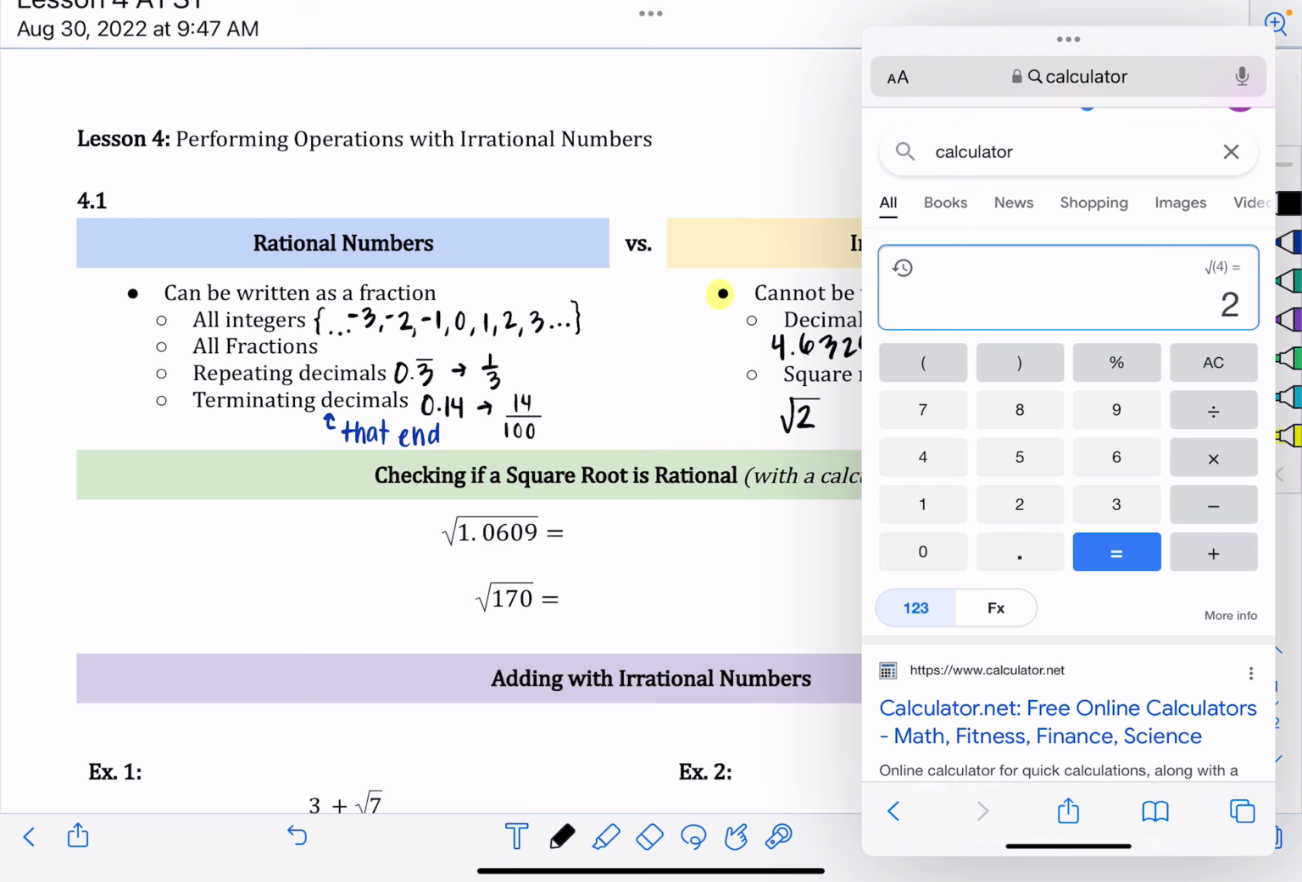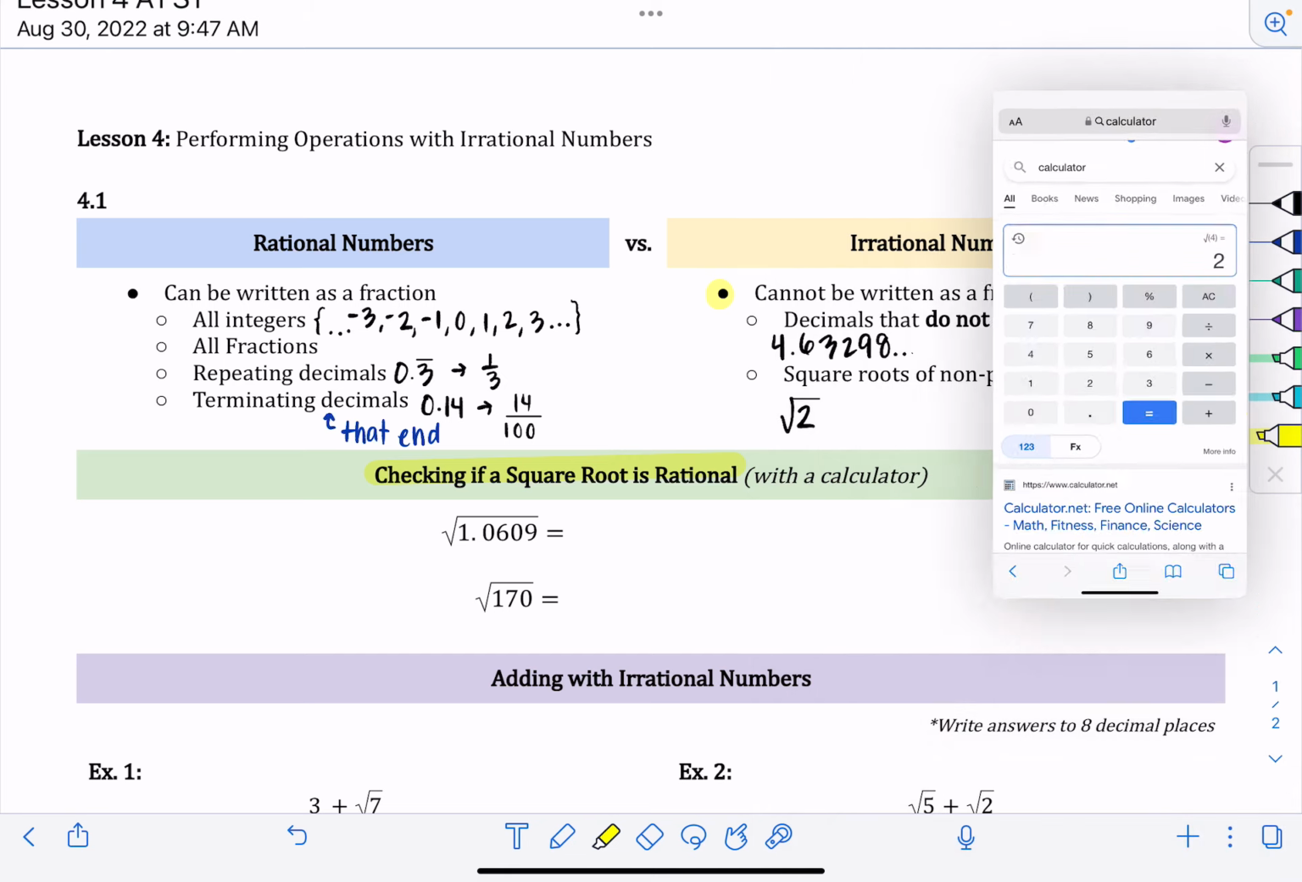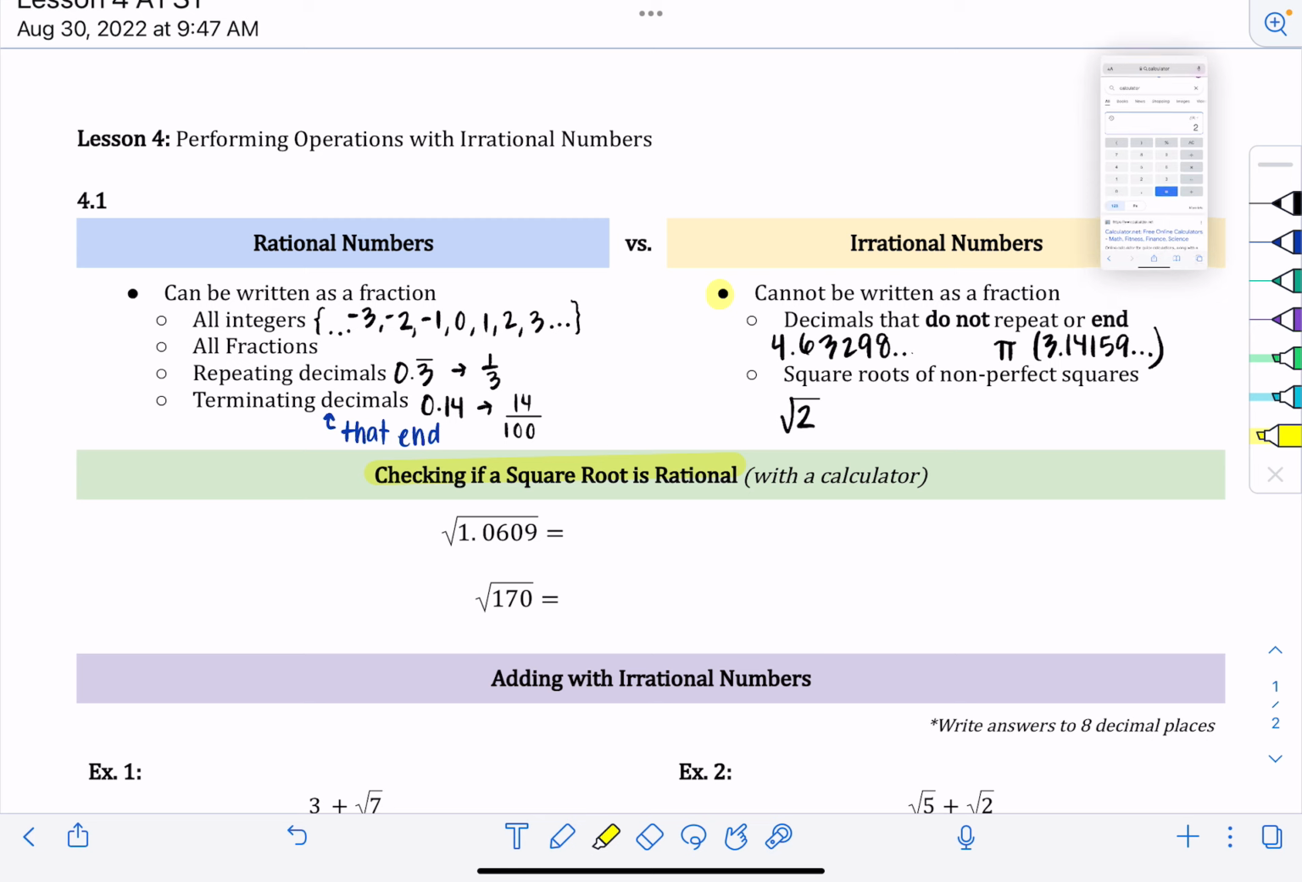Okay, and then the next section. So checking to see if a square root is rational, and this is with a calculator as well, so I'm just going to leave this up here. It's probably going to be up here for the majority of the time. I can move it up if you are still writing the rational part. So if you need the part in the upper right corner, I would just pause the video and then play it once you're ready.